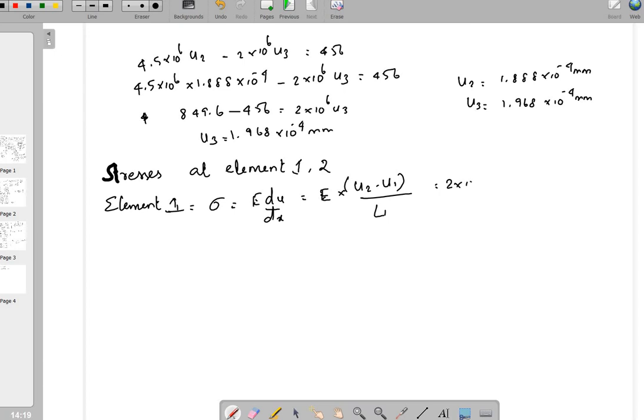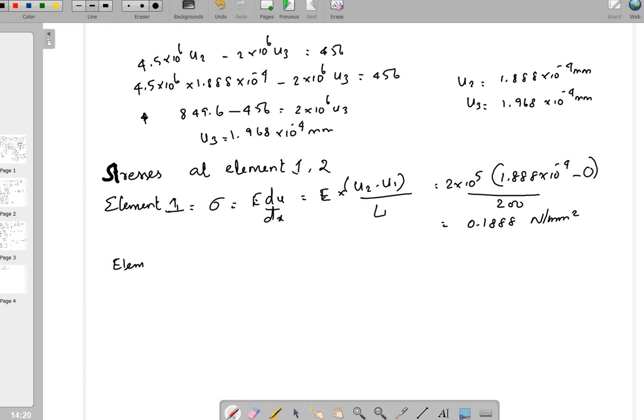E is 2 into 10 power 5, u2 is 1.888 into 10 power minus 4, minus u1 which is 0, divided by 200. This will give the value 0.188 Newton per mm square. Kindly check these answers.